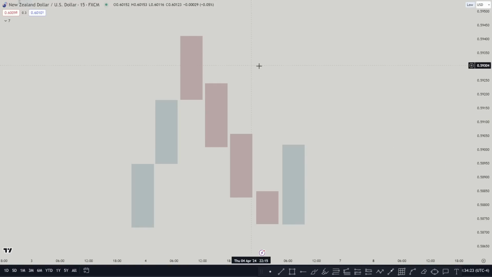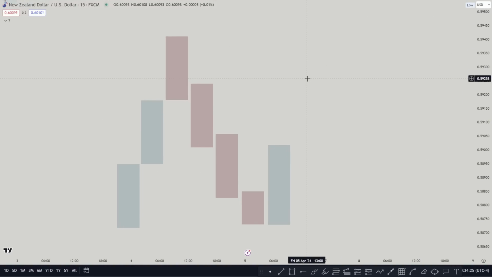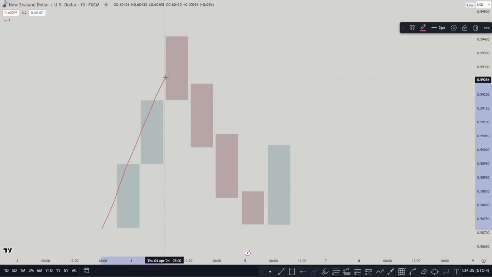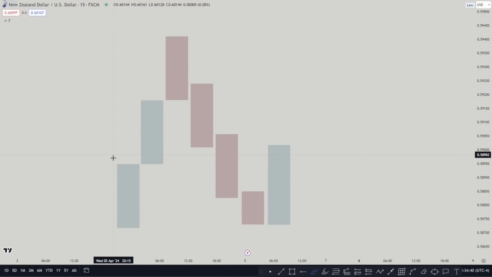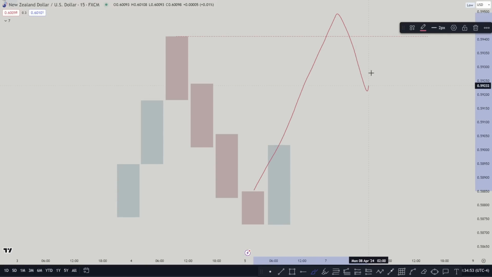Now, briefly going over the difference between change of state delivery and a market structure shift. Taking a look at this, what we see here is price was going up, coming lower, and now started going up. Let's say that we had a sweep here, so price swept this low. Now, what is your market structure shift point? It's this one.